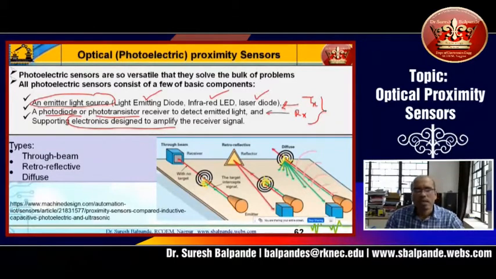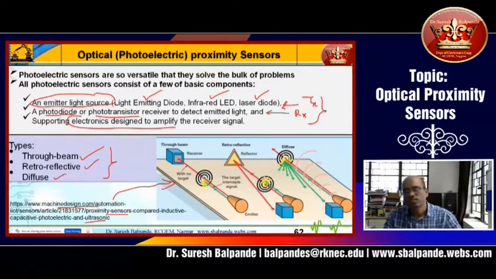Now there are three types. One is through beam, retroreflective, and diffuse type, and it is mainly based on the arrangement of the transmitter and receiver sections. You can see this picture, which is taken from this source. I acknowledge the source, and from this picture you can understand what type of arrangement you find in these three proximity sensors.